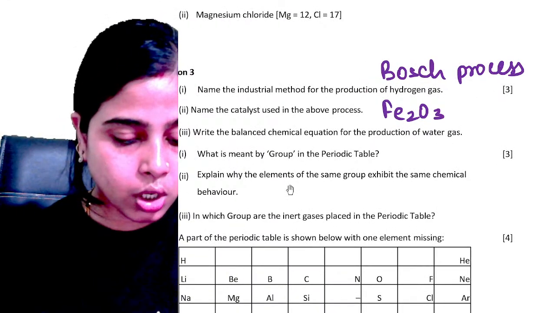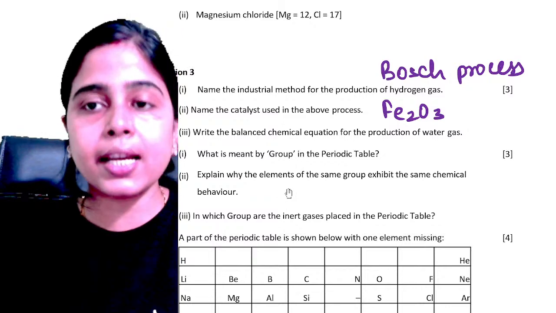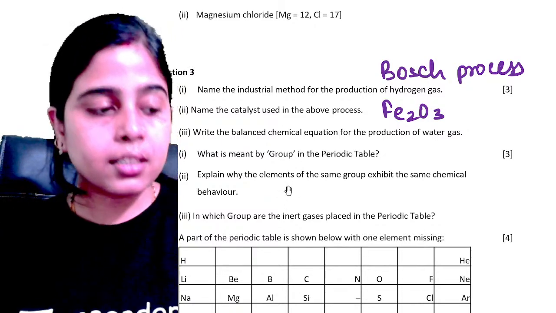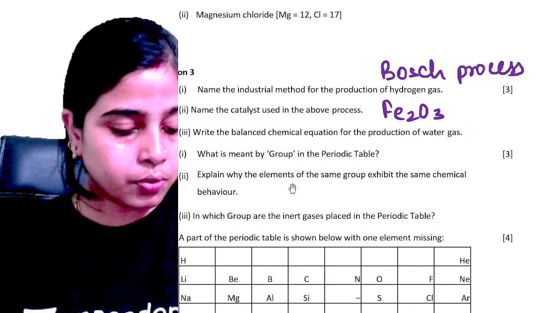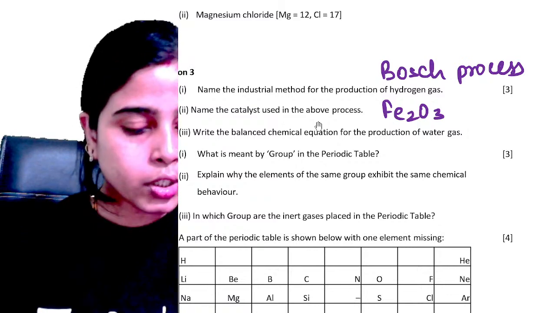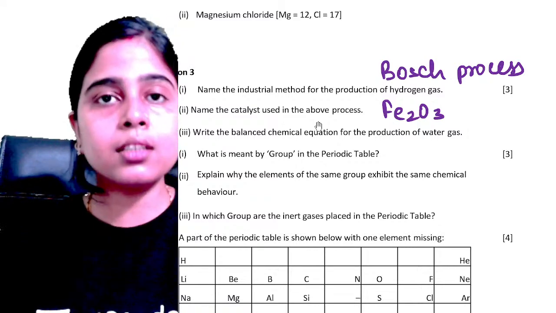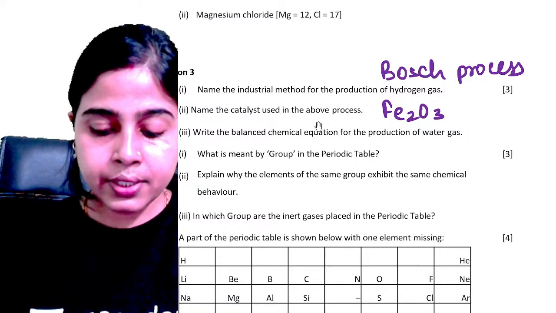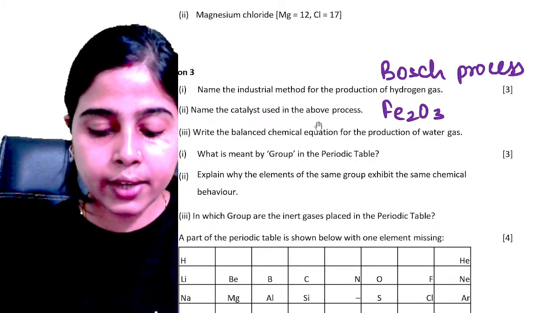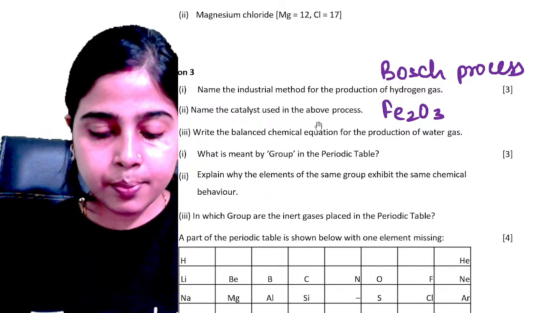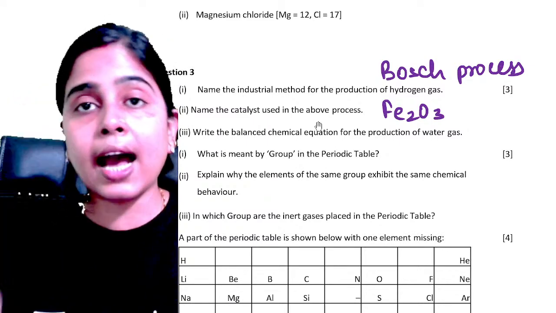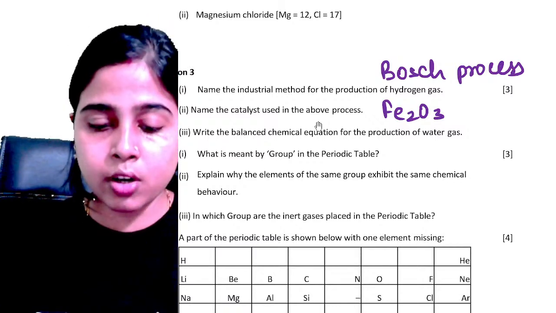Ma'am, H2O2 also forms H2O2. Yes, hydrogen peroxide is also formed. So does it not form H2O2 generally on reacting? No. Your hydrogen peroxide is formed under different conditions. Hydrogen peroxide is a compound, or you can say an oxide of hydrogen, which can act as a reducing agent as well as an oxidizing agent.